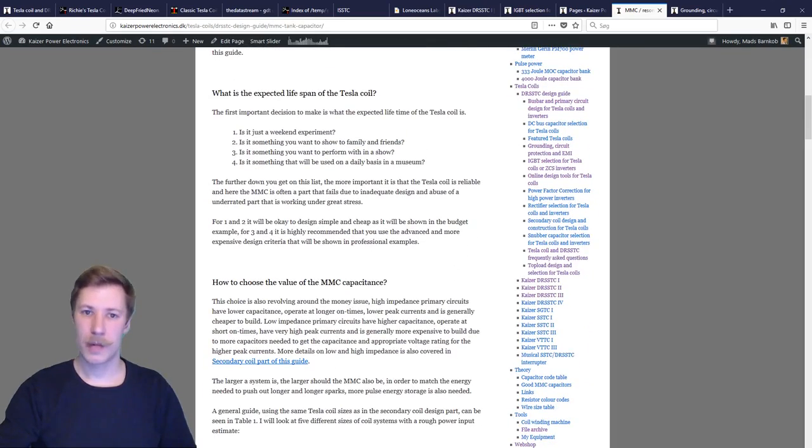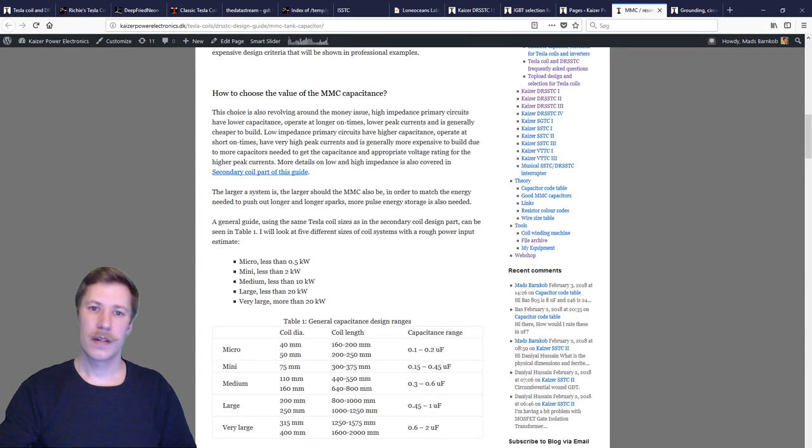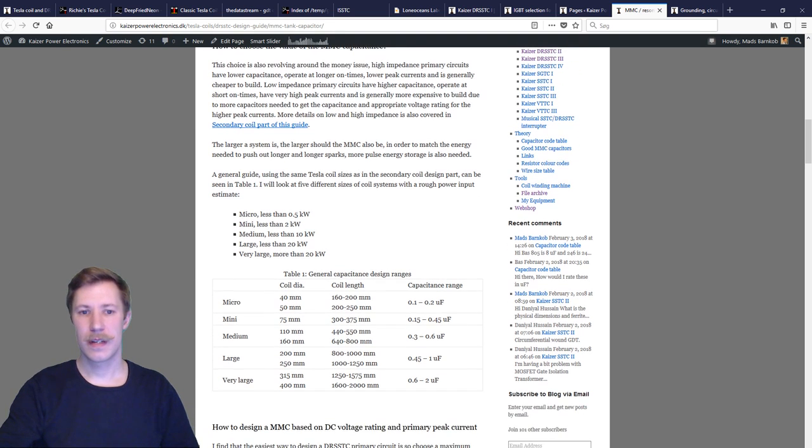Again, I talk a little about the expected life span of the Tesla coil. Then how we choose the value of the MMC capacitance. Now this all comes down to a lot of impedance and impedance matching. What kind of drive method do you want to use in your Tesla coil? And there are like two.